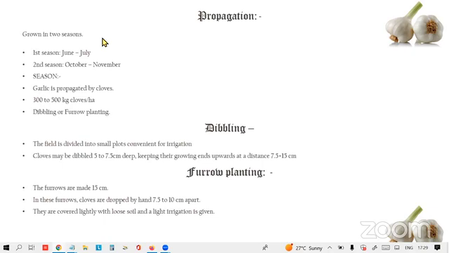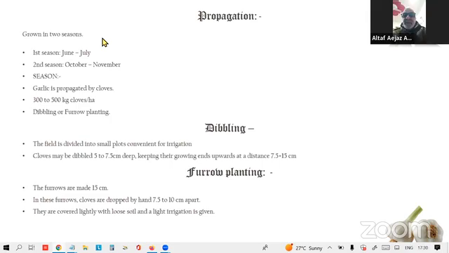Furrow planting: the furrows are made 15 centimeters apart. In these furrows, cloves are dropped by hand 7.5 to 10 centimeters apart. They are covered slightly with loose soil, and light irrigation is given.